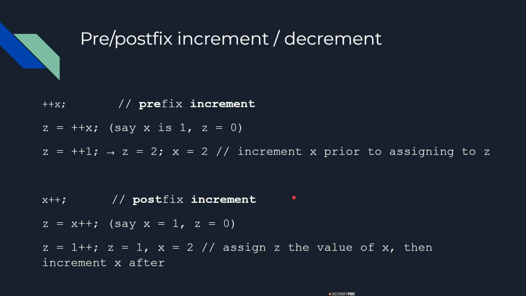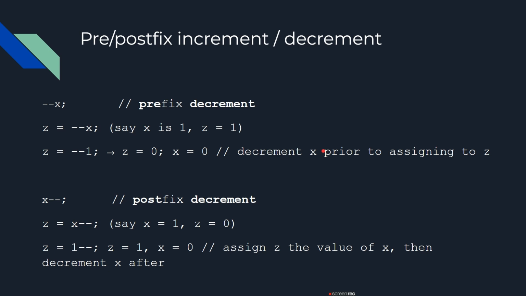When we're working with a postfix increment, we will increment the value of x after we have performed the operation. Example here, we have z is equal to x plus plus. Say now that x is equal to 1 and z is equal to 0. What will occur here is z will get the value of 1, and x will increment after to be a value of 2. So the result will be z equals 1, which was what x was initially, and then after that, x will increment to 2. I meant to say z is equal to 1, not x equals 1.